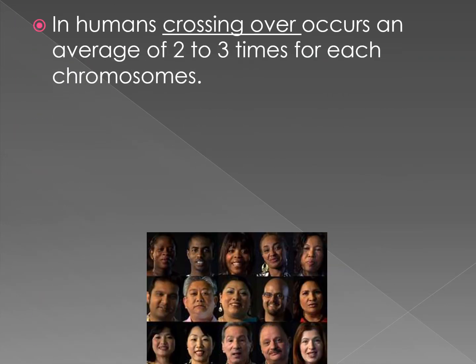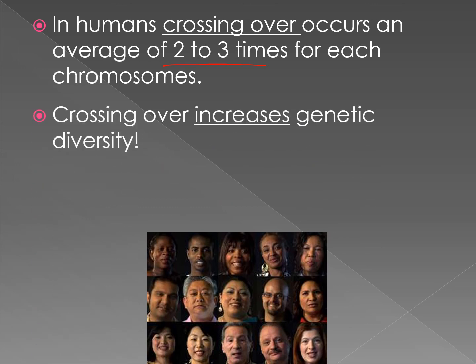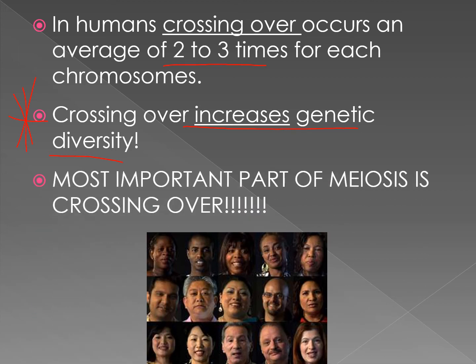The importance of this is that humans in prophase 1 cross over 2 to 3 times, exchanging DNA. What this does is it increases our genetic diversity. This allows none of us to look alike. I don't care if you're an identical twin. This right here causes the biggest genetic diversity. You need to know this, period. So the most important thing of meiosis is the crossing over.